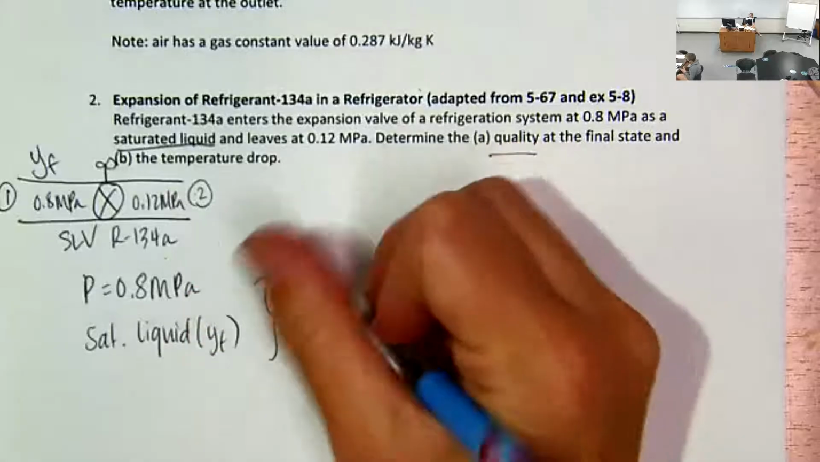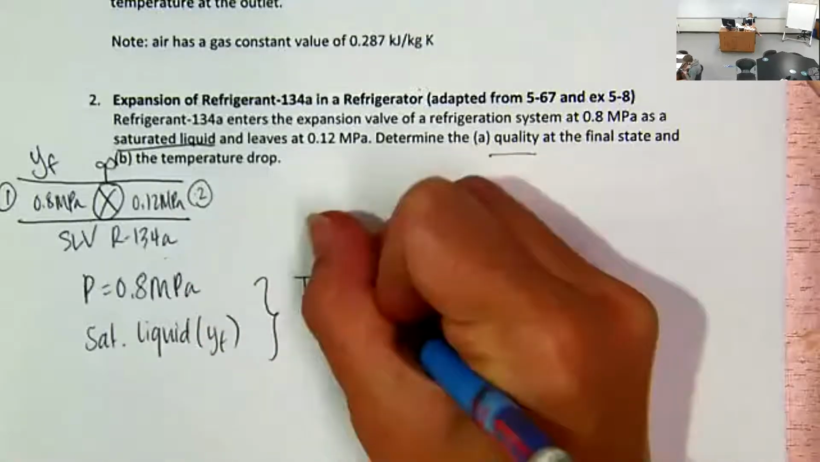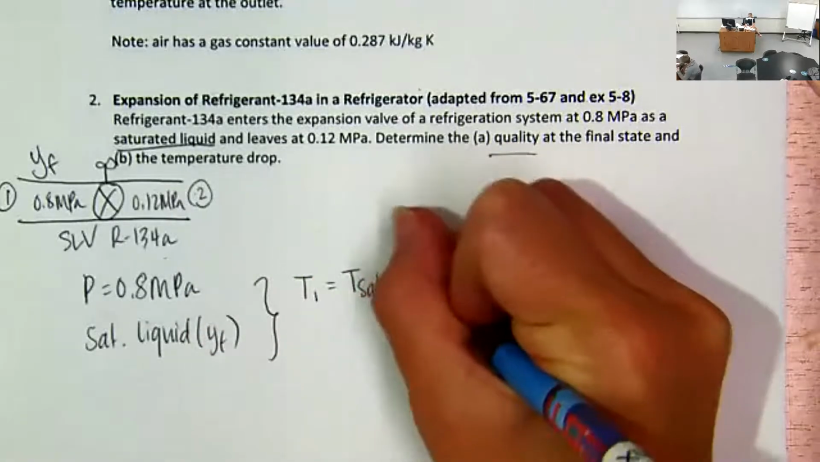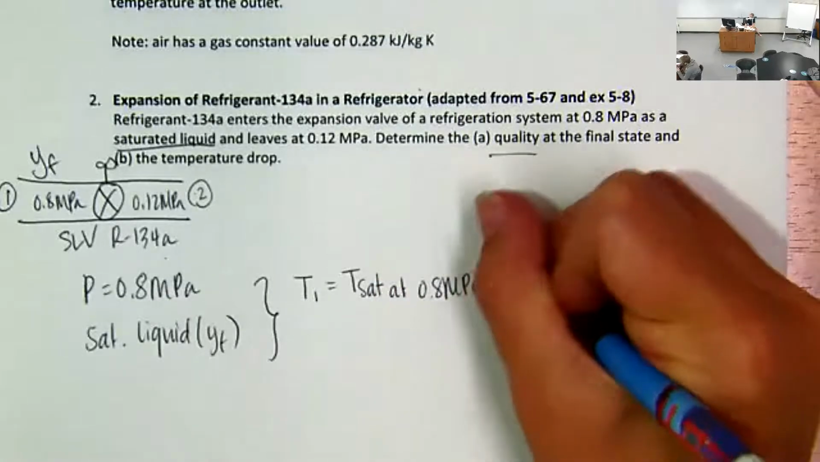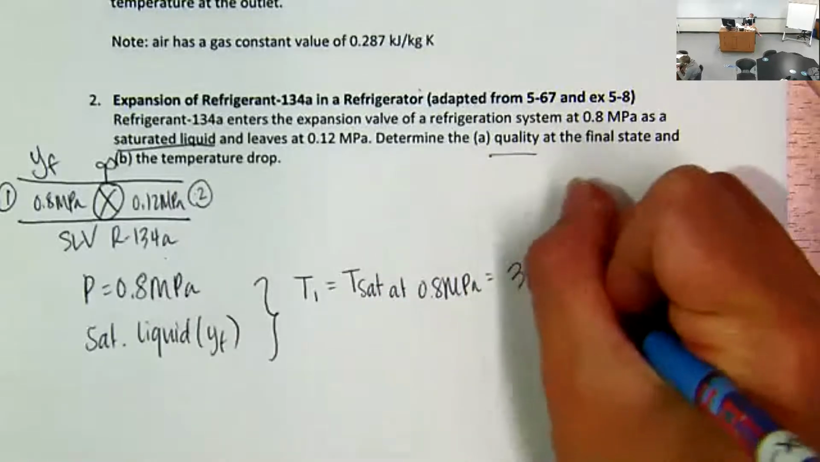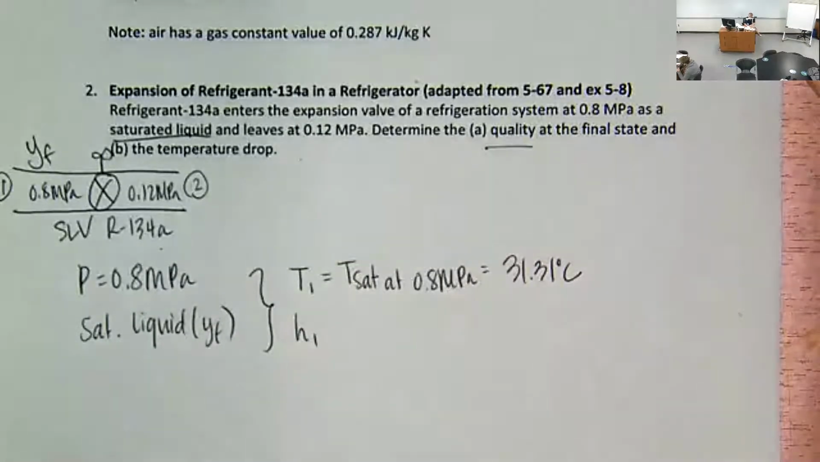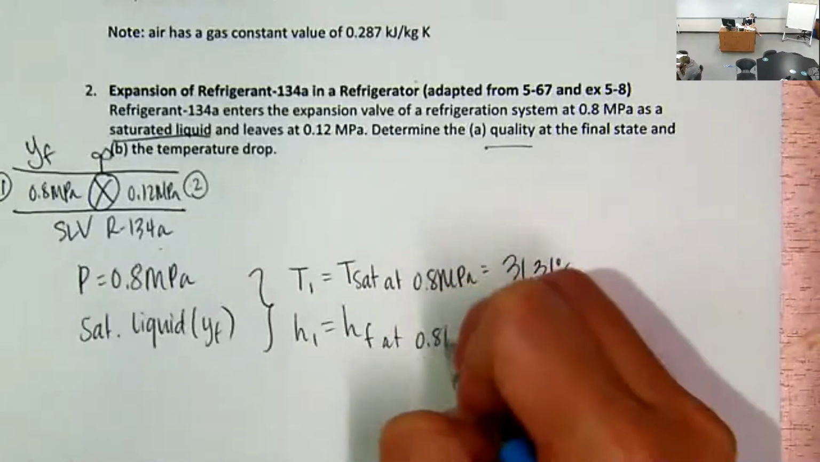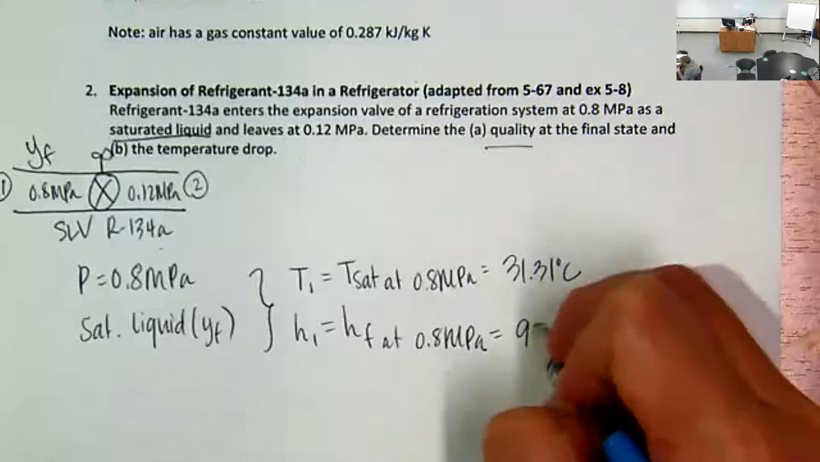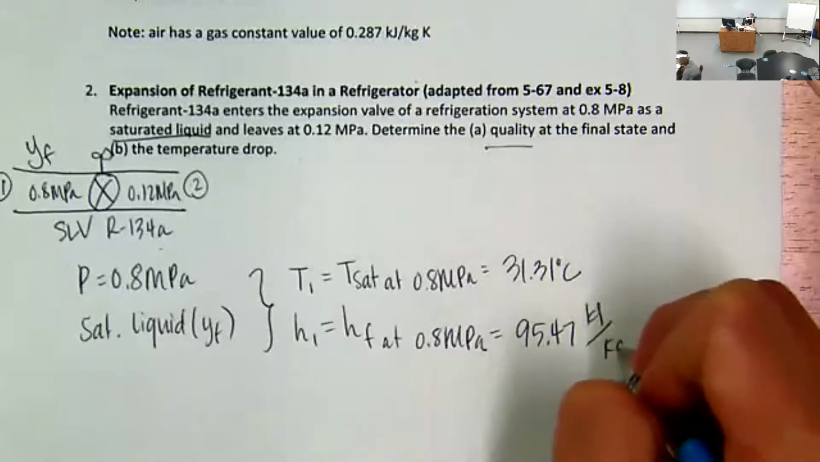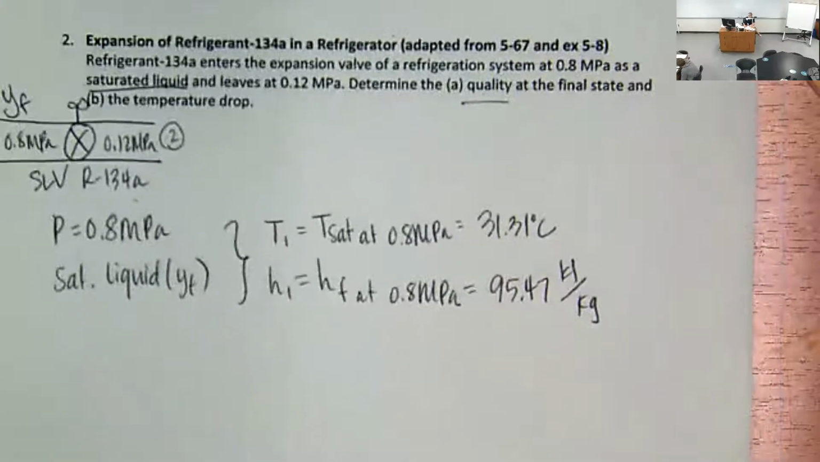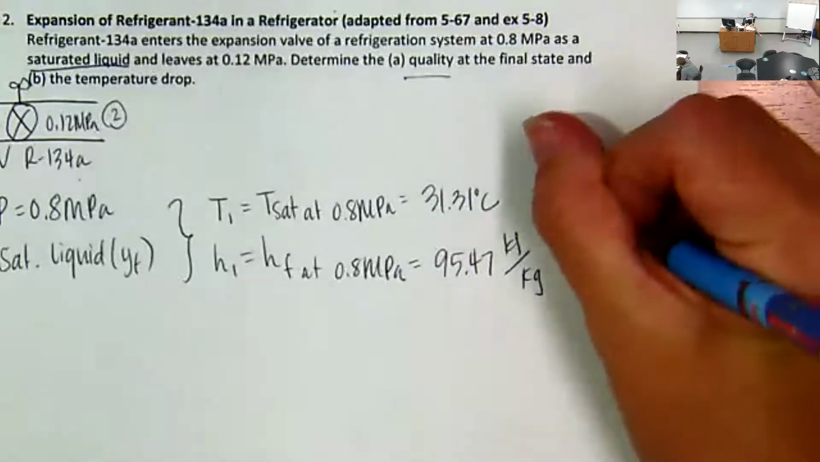When we go to table A12, we can see that our temperature is going to be our saturation temperature at 0.8 megapascal, which is 31.31 degrees Celsius. I'm using an old edition of the book. It might be slightly different for your newer edition. It might be like 31.37 or something. That's okay. And our enthalpy at state 1 is going to be our enthalpy sub f at 0.8 megapascal, which is 95.47 kilojoules per kilogram. These are from table A12.